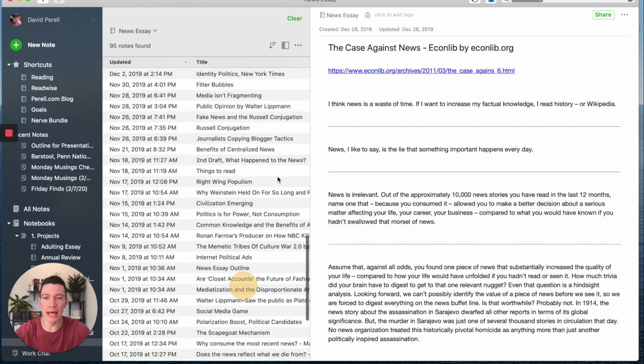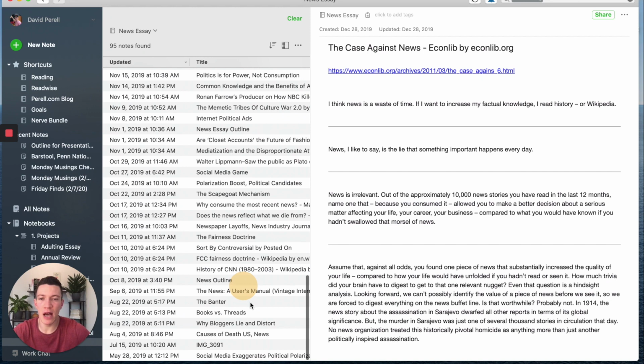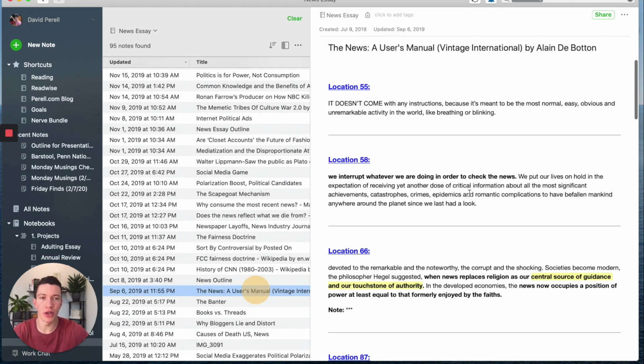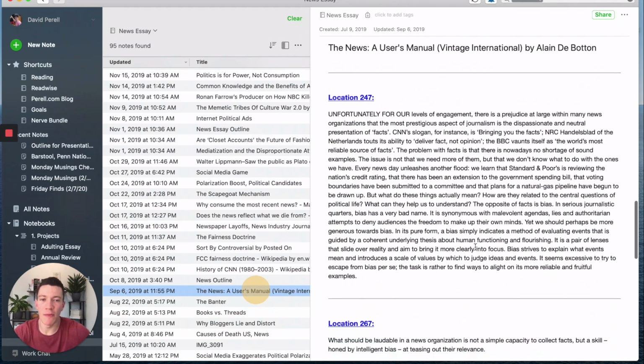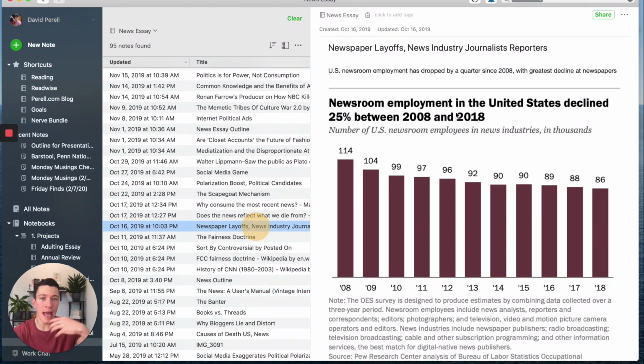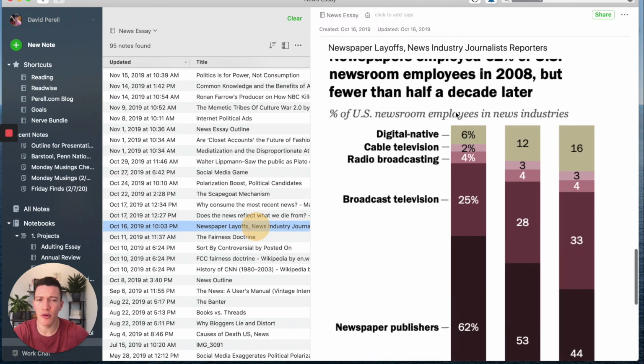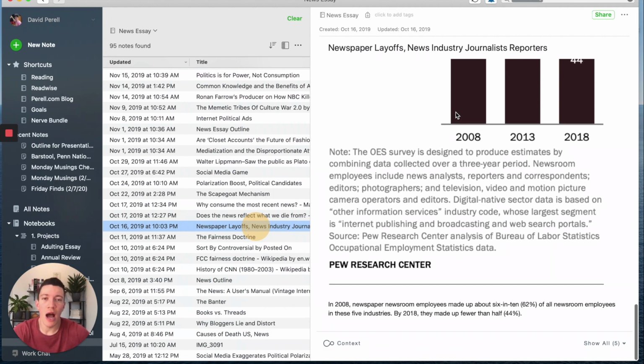For example, I read a book called The News by Alain de Botton, and I saved all of my highlights here, and here's something from newspaper layoffs. I save these graphs and these charts as I come across them, and then later on, I can come back to it. This stuff is always saved in my pocket so that when I actually begin to write an essay, I don't usually have to go back and find things that other people would.